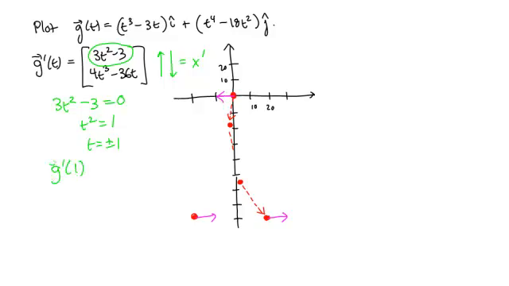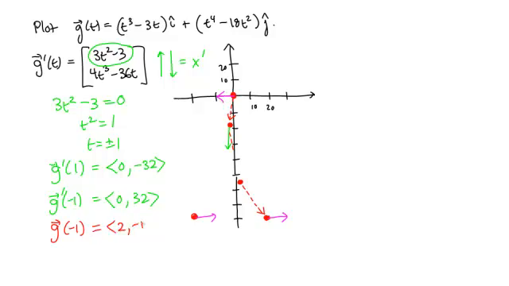If we do g prime of 1, then we're going to find that g prime of 1 is equal to (0, -32). So at time equals 1, which was this point right here, this graph is moving straight down. On the other hand, g prime of negative 1 is going to end up being (0, 32). Now I didn't plot that point, but if I were to work out what g of negative 1 is, we would work out that g of negative 1 is equal to (2, -17). So it'd be a mirror image point right here.